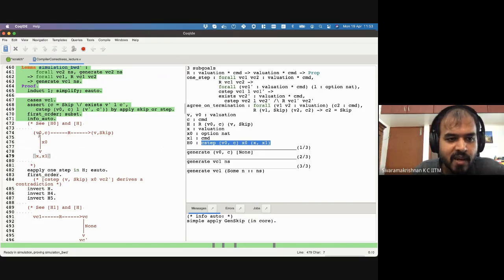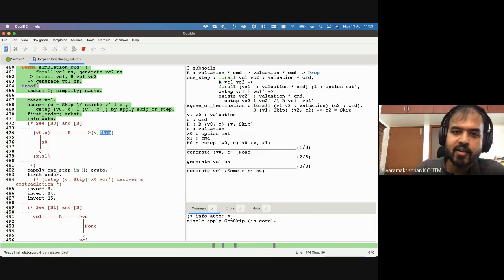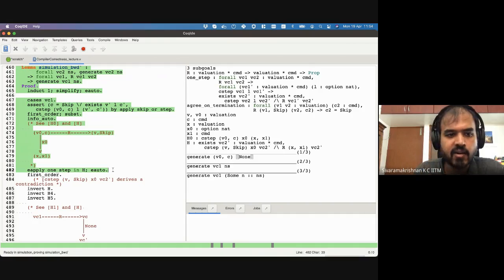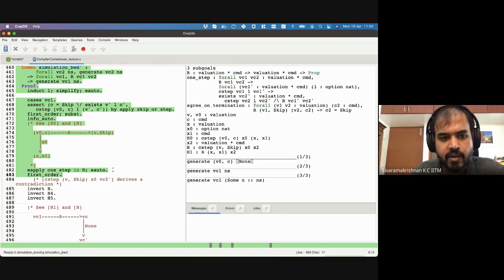Now we are at a stage where the left-hand side takes a step. This one-step assumption shows that the right-hand side should also take a step. But the right-hand side cannot take a step because it is already in a skip. So we are going to introduce that and prove it by contradiction. We are going to first apply one step, which says that you should be able to take a step if you take a step on the left-hand side. So we shall bring that into the context. Let's do first order to break it apart.